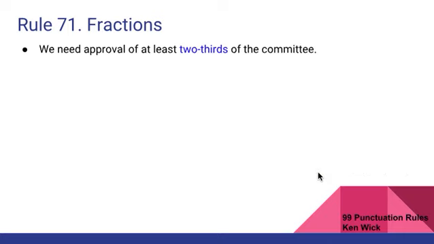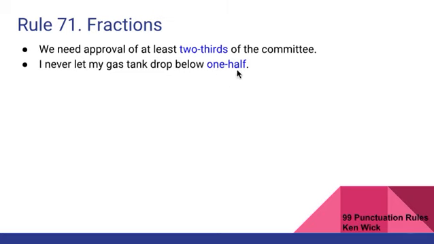So some examples. We need approval of at least two-thirds of the committee. There's a fraction, and since it's simple, two-thirds is how we'd write this out. I never let my gas tank drop below one-half. It's a fraction, 1 divided by 2, but it's simple, so we write it out.